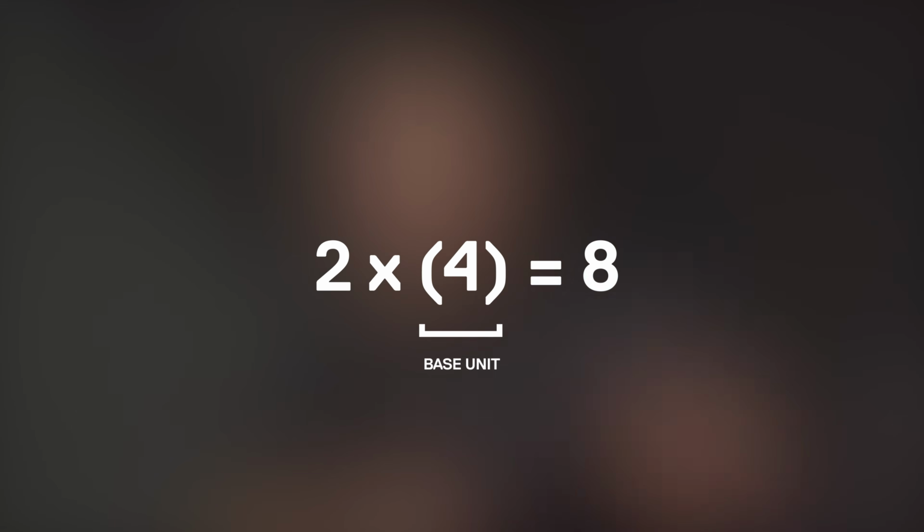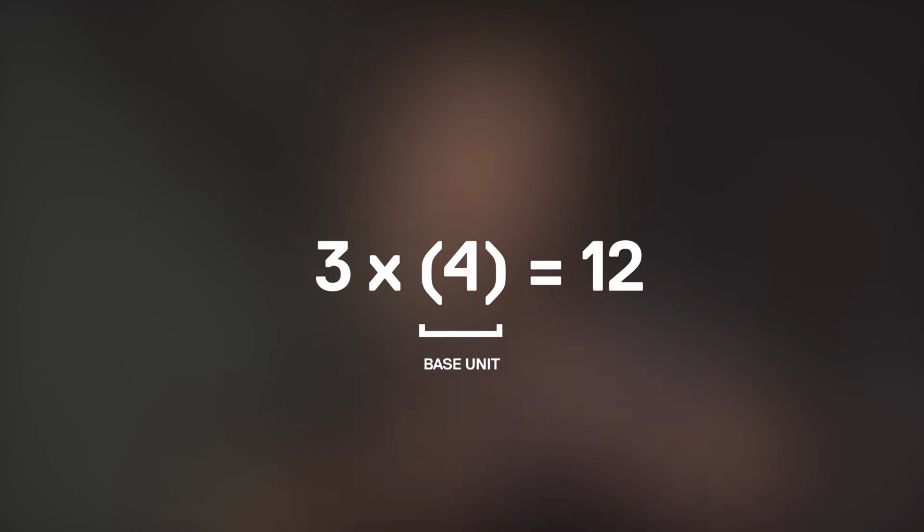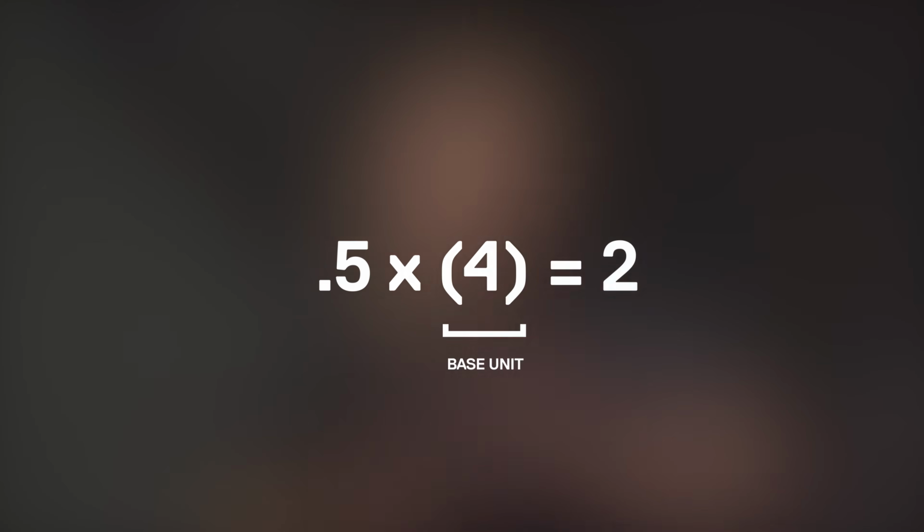If we look at P space 2, the 2 represents 2 times the base unit, which is 8 pixels. If we look at P space 3, it represents 3 times the base unit, which is 12 pixels. If we look at P space 05, the 05 represents 0.5 times the base unit, which is 2 pixels.